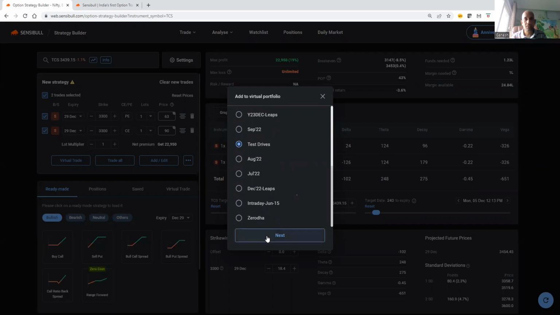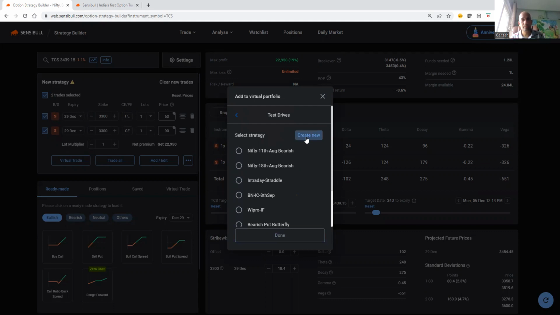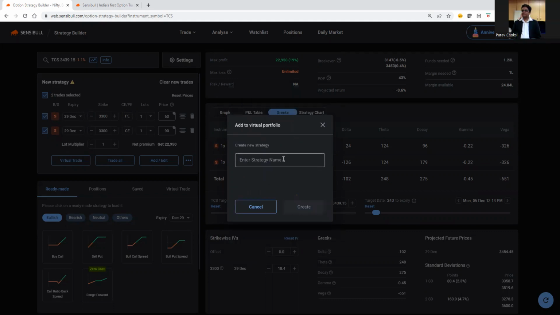Let's say test drives. The live trades cannot be added to a portfolio. Yeah, we can add that also. Live trades you can see in your positions itself, and there only you can analyze and make whatever changes you want.